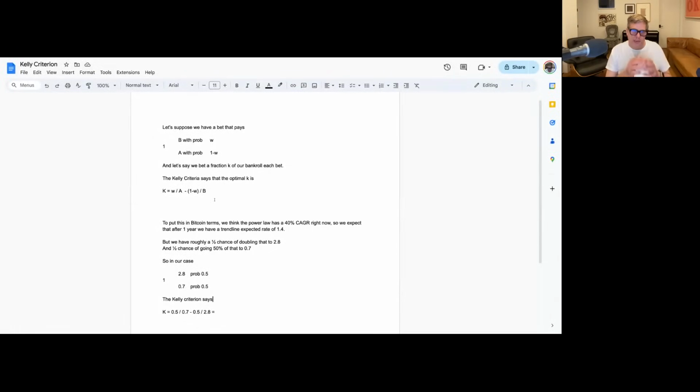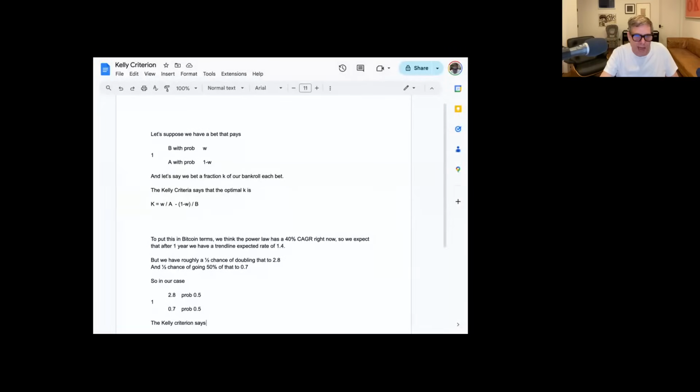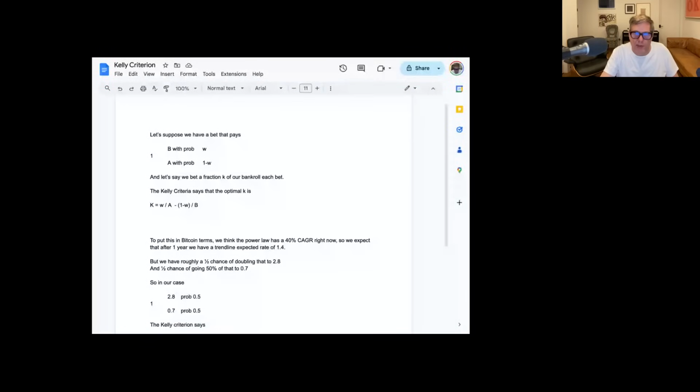All right, so let's suppose I have a bet, and the bet pays you. You start with $1 and you get B dollars with probability W, and you get A dollars with probability 1 minus W, right? So this is sort of your standard bet. Now, if it's a normal coin toss, W is equal to half, and in our case, we're going to use W equals half. B will be a little bit bigger than one, and A will be obviously a little less than one, might be even zero, and we get A with probability 1 minus W.